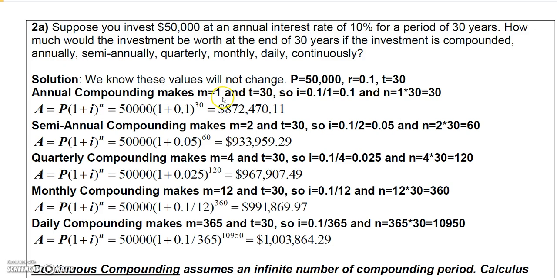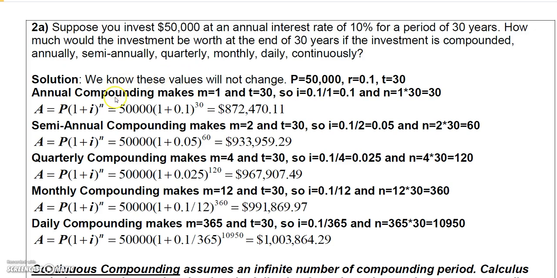Well, with annual compounding, we know that M is 1 because that's the number of compounding periods per year, and T would be 30. So I would be 0.1 divided by 1, which would be 0.1. So that's a case where R and I would be the same when you have annual compounding. And N would be the same as T, because if you only have one compounding period per year for 30 years, then N would just be 30. So you'd have a total of 30 compounding periods.